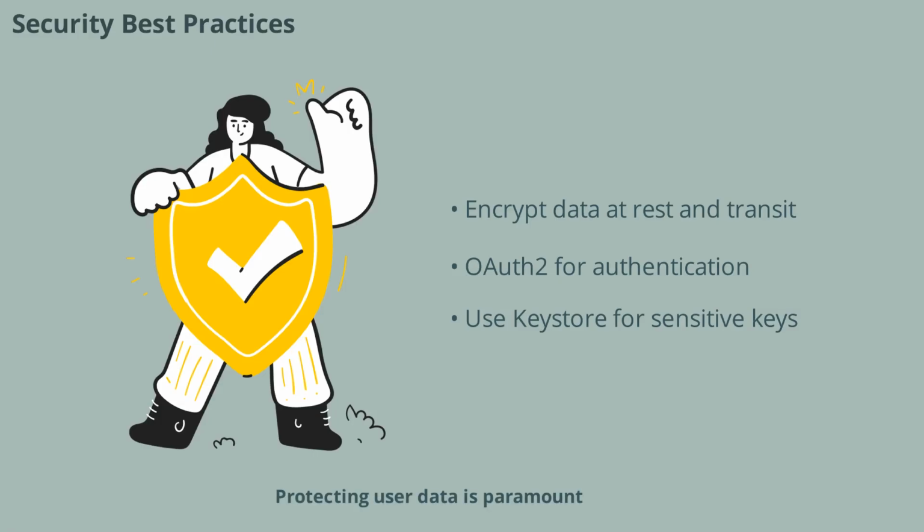Protecting user data is paramount. Encrypt data at rest using EncryptedSharedPreferences and encrypted Room, and in transit with HTTPS. Implement OAuth 2 for secure authentication and use libraries like Firebase Authentication or Auth0 for access management. Avoid storing sensitive information in SharedPreferences or files. Use Android's KeyStore for encrypted keys. Obfuscate code with ProGuard or R8 and request only necessary permissions to reduce risks and build user trust.